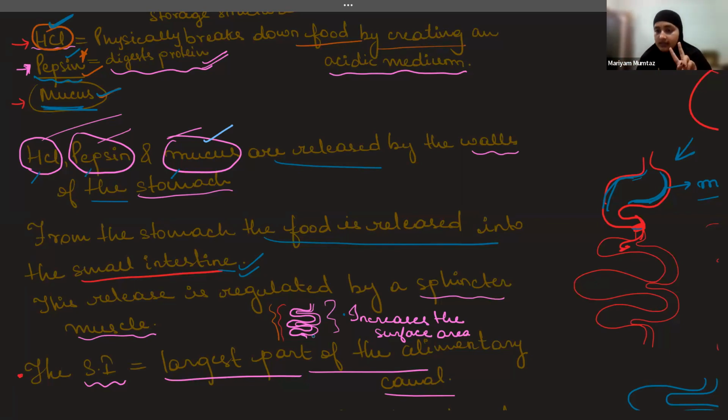Since two organs are concerned, from the stomach the food has to go into the small intestine. So it also has to open some kind of door to go inside. What is that door? That door is actually a muscle over here, which is known as a sphincter muscle. When the sphincter muscle opens, then only the food from the stomach will go into the small intestine. And then the sphincter muscle closes.